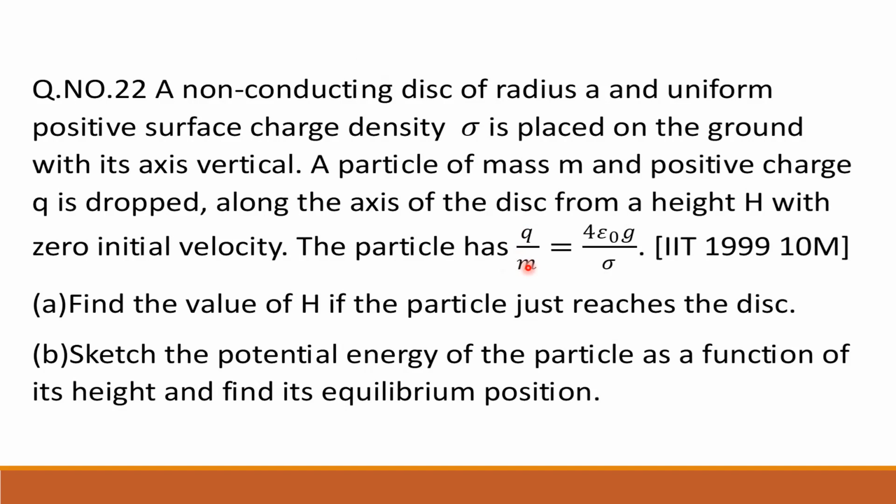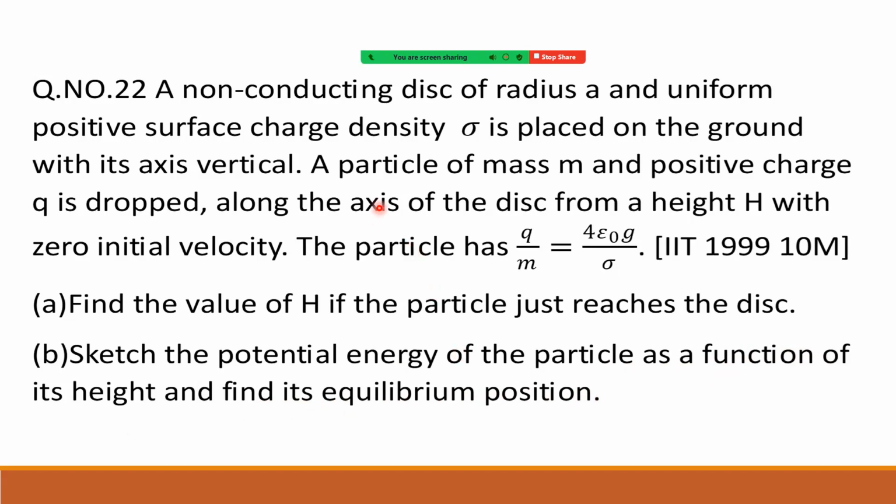Okay, so now we have to focus. Find the value of H if the particle just reaches the disk. Then sketch the potential energy of the particle as a function of its height from its equilibrium position. Equilibrium refers to stable equilibrium, where potential energy is minimum, right?